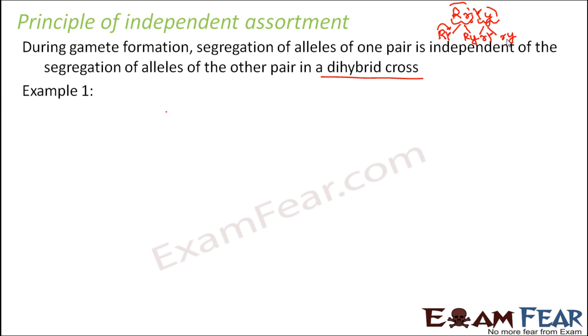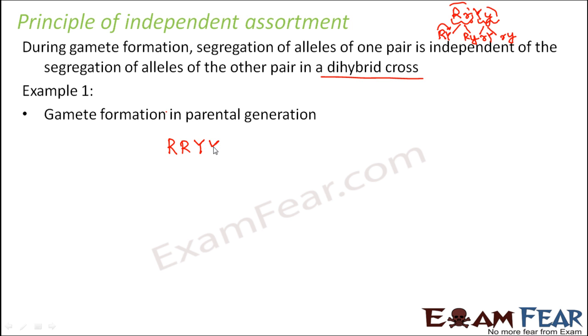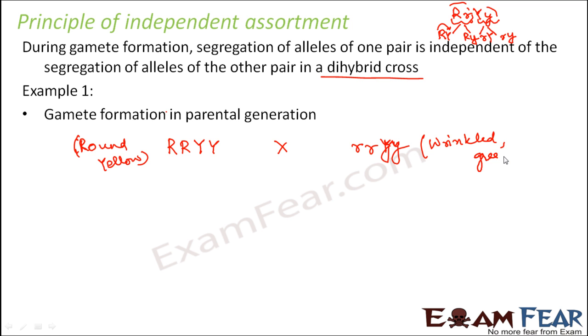So let us look at some examples. The first example we'll look at is the gamete formation in the parental generation. So what was the parental generation? The parental generation was homozygous round and yellow seeds and homozygous wrinkled and green seeds, right? So this was round and yellow, and the other one was wrinkled and green, right? So let us see how the gamete formation occurred here.